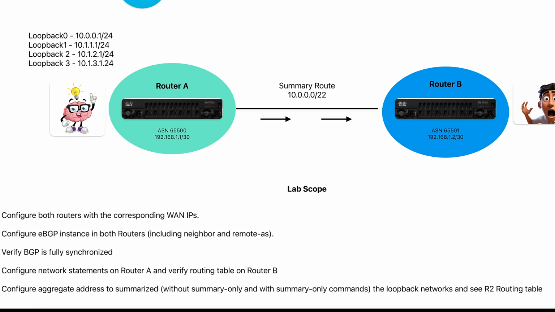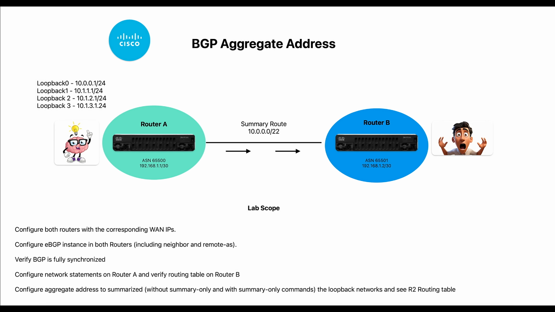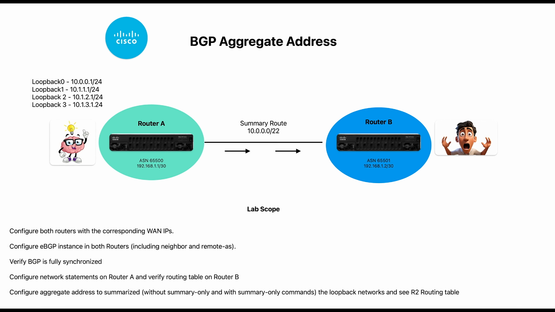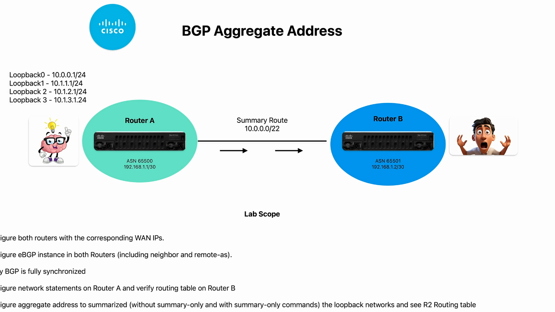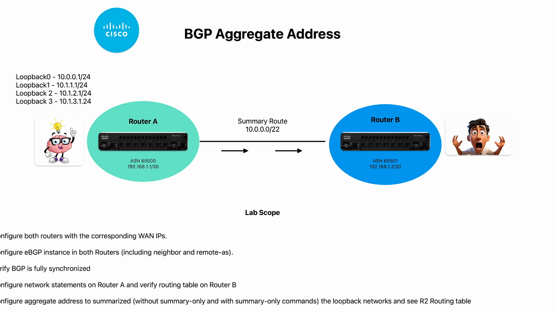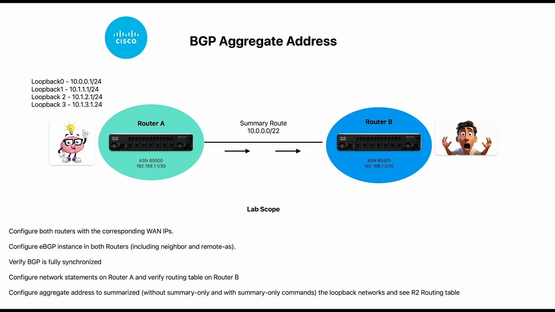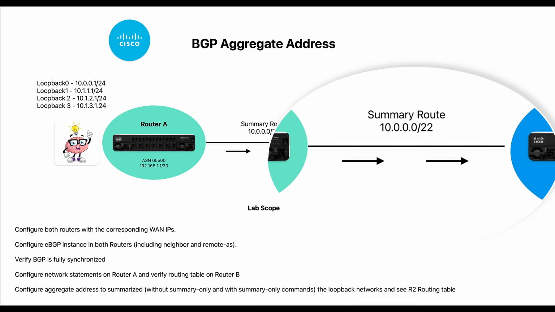Alright, so we have in the lab here 4 loopback interfaces. Loopback 0 is going to have the 10.0.0.1/24. Loopback 1 is going to have the 10.1.1.1/24. Loopback number 2 is going to have the 10.1.2.1/24. And loopback 3 is going to have the 10.1.3.1/24. And I'm going to send all those subnets just using one summary route from router A to router B.